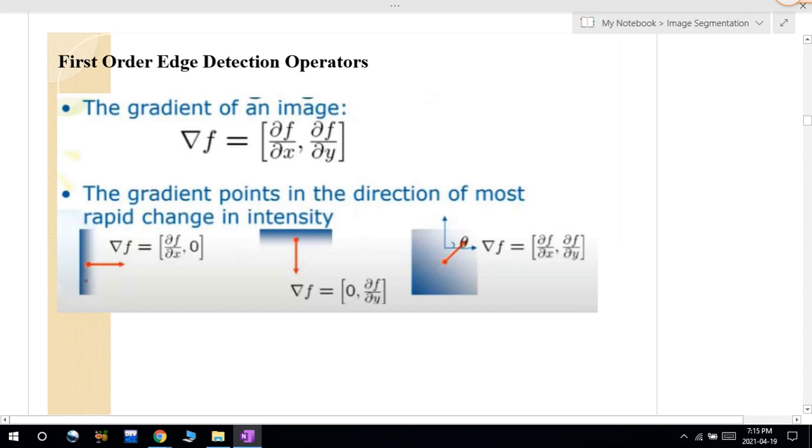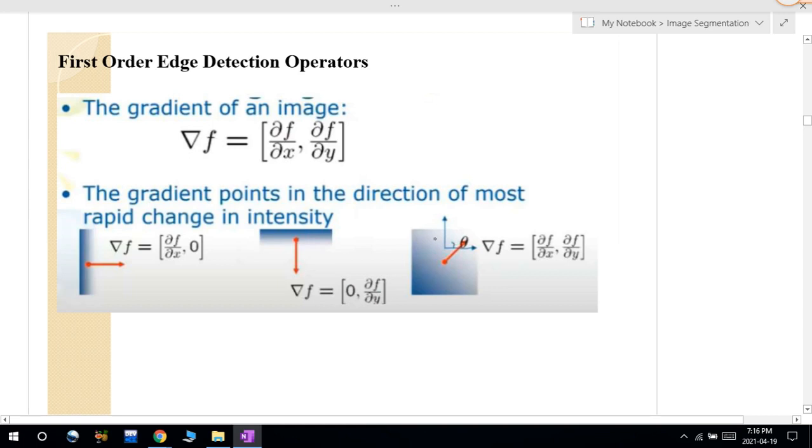Like from this black color, it gradually, not suddenly, changes to white. So I can say the direction is in the x direction. All the changes happen in the x direction. So there is a change in the x direction and there is no change in the y direction, so I am indicating it using 0. And here there is a change in the y direction and no change in the x direction. So that's why 0 comma dou f by dou y.